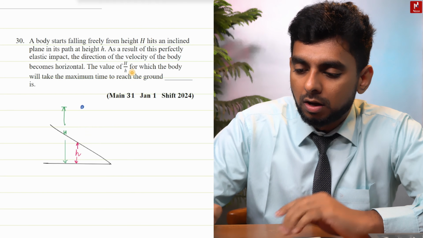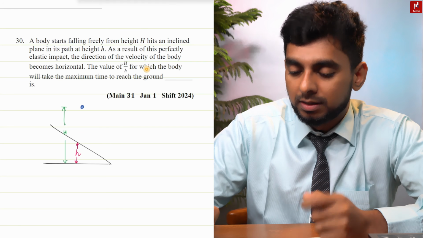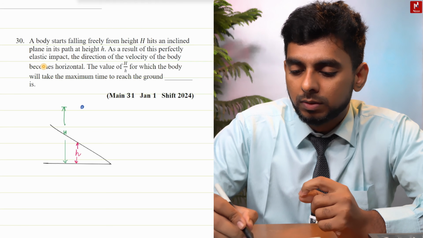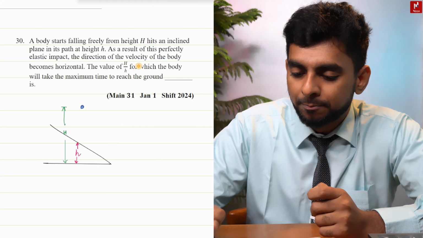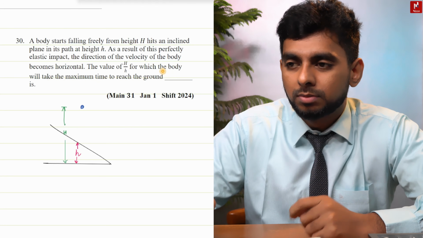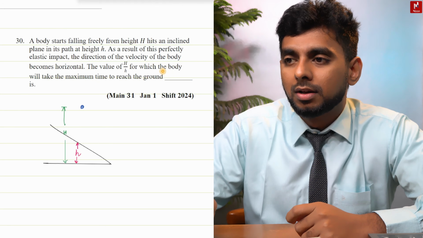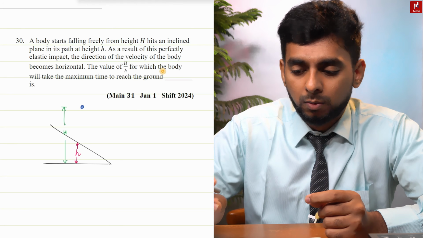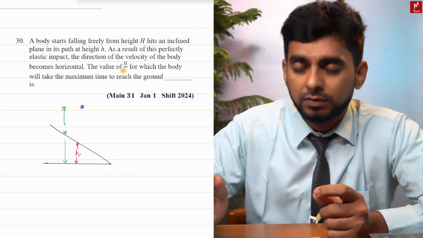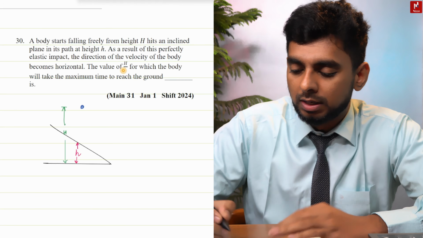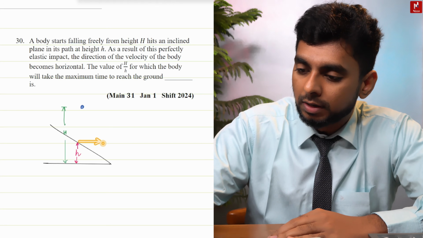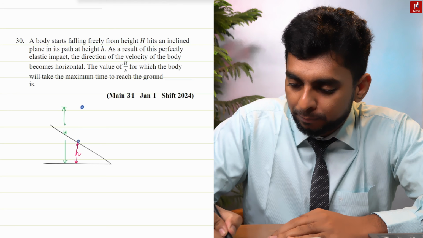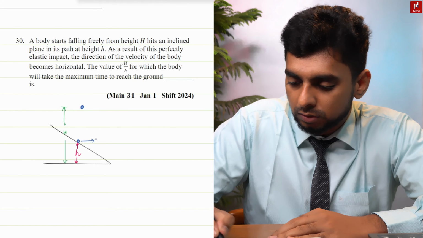As a result of this perfectly elastic impact. So this is a hint over there, that this is a perfectly elastic impact. The direction of the velocity of the body becomes horizontal. So this is a perfectly elastic collision. And then what's going to happen over here is the direction of the velocity of the body becomes horizontal. As soon as it hits this wedge, it's going to have the horizontal velocity. Okay. So it hits and then it's going to have the horizontal velocity v.